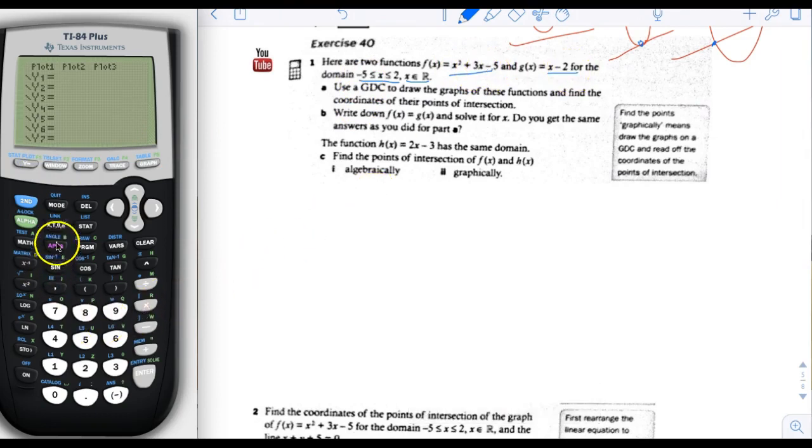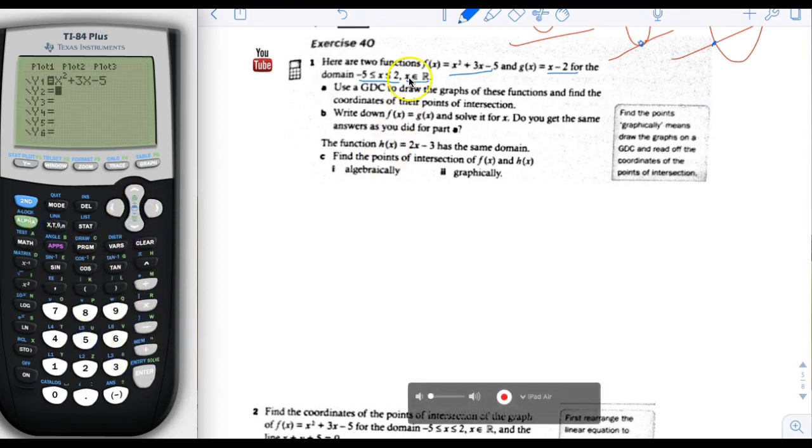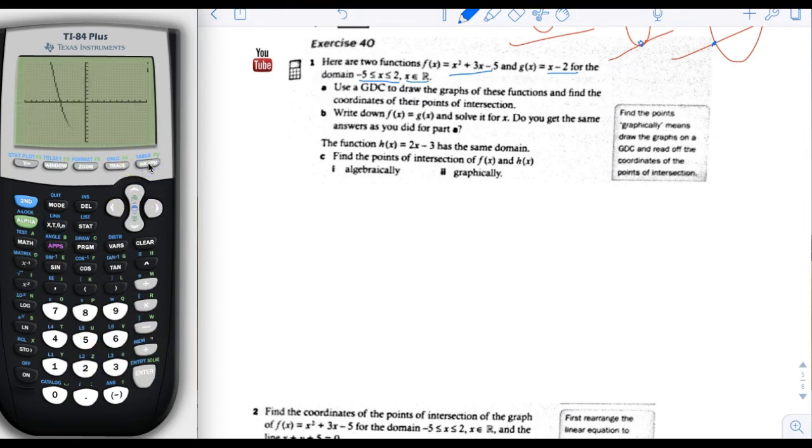So the parabola is x squared plus 3x minus 5. And the other function is x minus 2. And I'm going to graph these. I'm going to get a parabola, and a line which crosses it in two places. Now I'm going to use the function second calc intersect to find this point and this point.